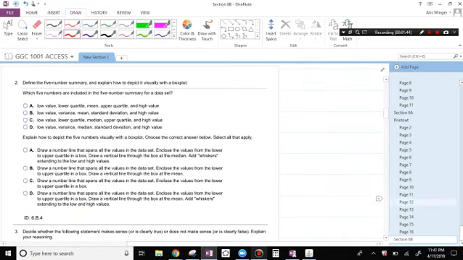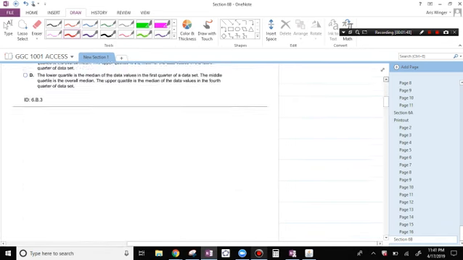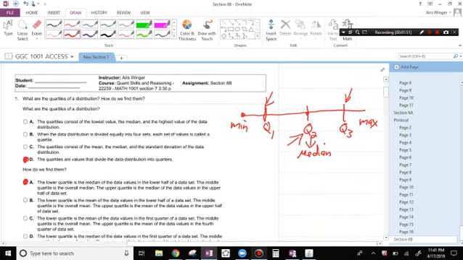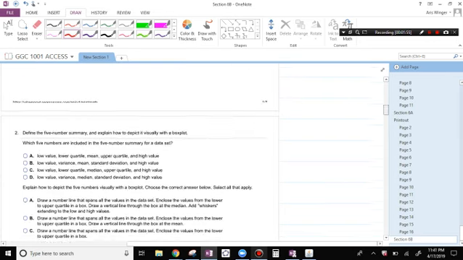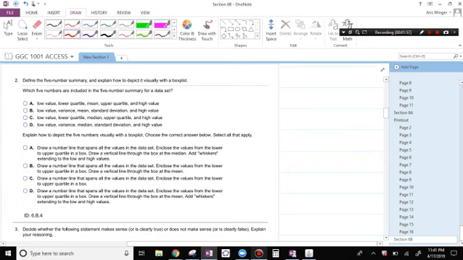The five-number summary is exactly what I listed up here a few seconds ago. It's the minimum number, Q1, the median, Q3, and the maximum. The low value, the lower quartile, Q1, the median, the upper quartile, and the high value.